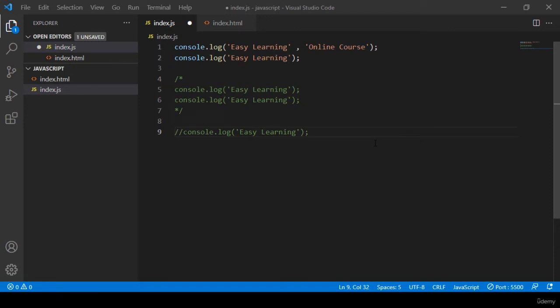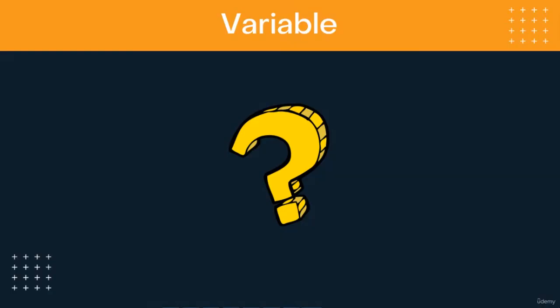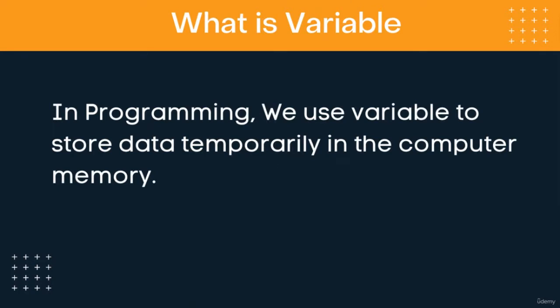It's about variables and data types. I hope variables and data types will be very clear to you by the end. Let's start with declaring a variable. First of all, what is a variable? In programming, we use variables to store data temporarily in the computer memory. So now let's start with how to declare a variable.